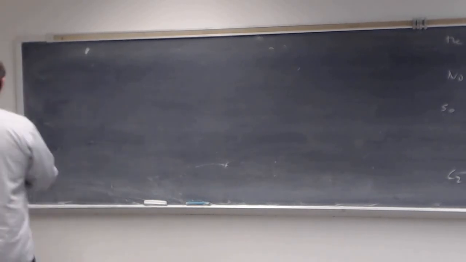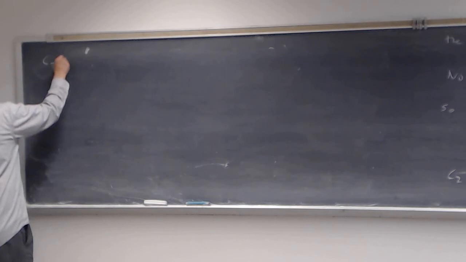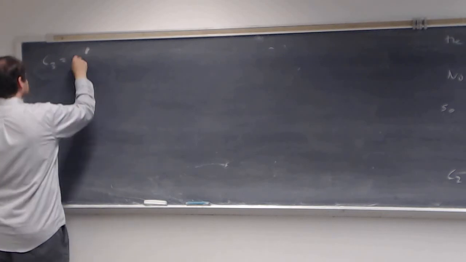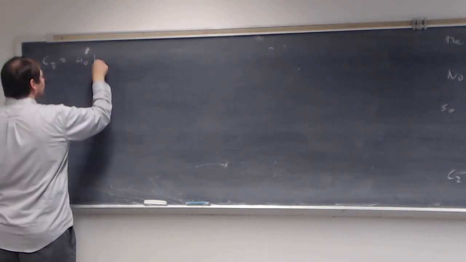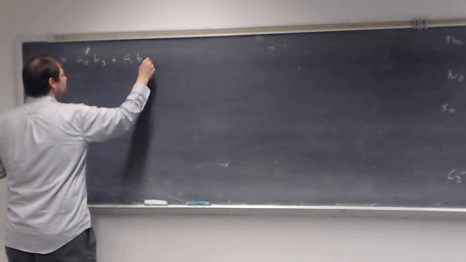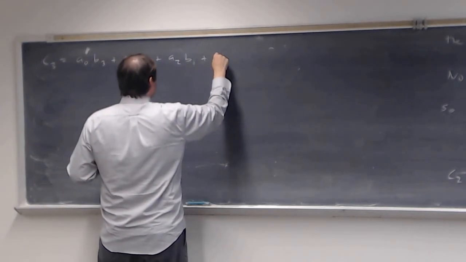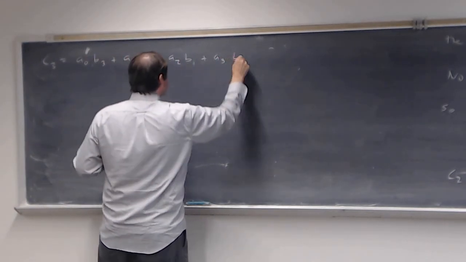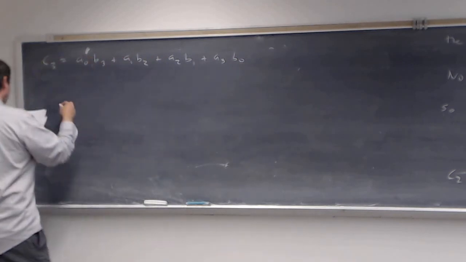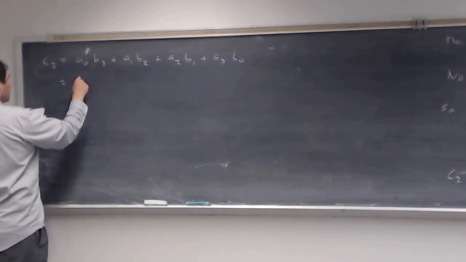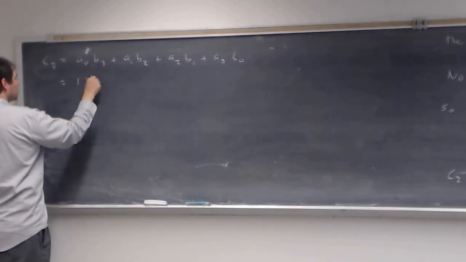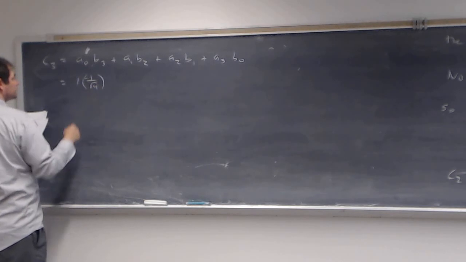So the C sub 3 will be equal to, well, it's going to be a sub 0, b sub 3, plus a sub 1, b sub 2, plus a sub 2, b sub 1, plus a sub 3, b sub 0. And then that's going to be equal to, well, it's going to be 1 times minus 1 over the square root of 4.